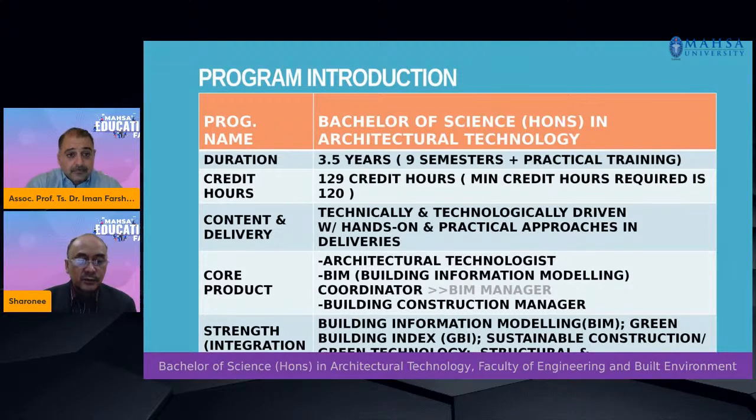And again, the strength of our program is building information modeling, because we have this really embedded in our program. It's not just one semester or one module. We actually start to introduce BIM from year one, all the way to year three. Not only that, we also try to integrate it with the projects. Our strength is also in terms of the green building index, because we want to ensure that when we design buildings, they are sustainable and energy efficient, using the right materials, and also focusing on sustainable construction and green technology.